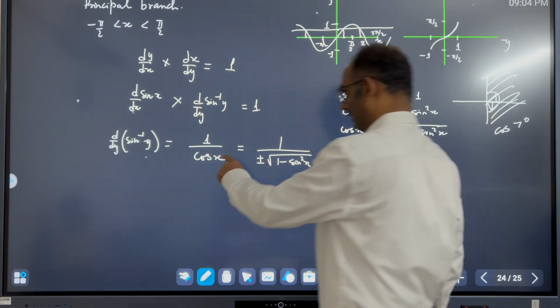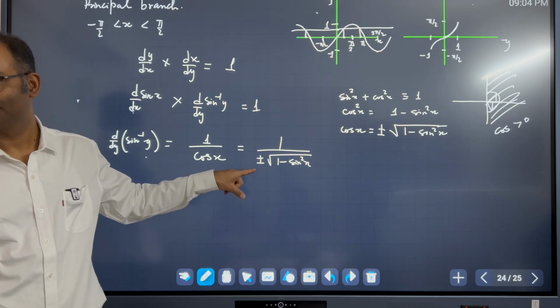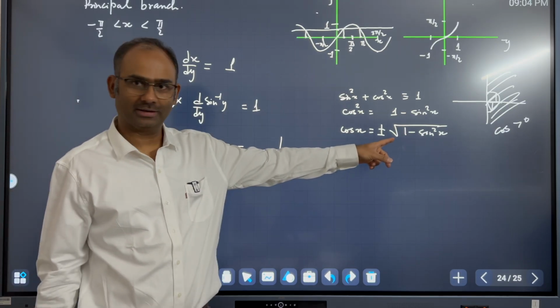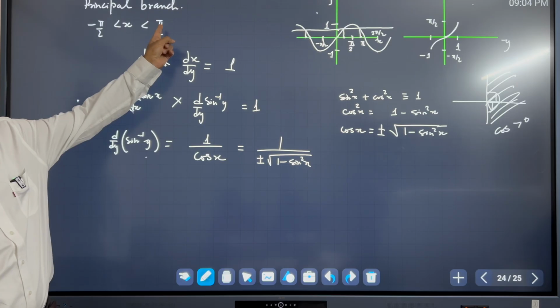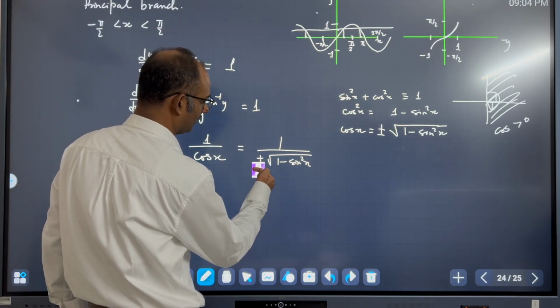If cos is positive, then I should leave out the negative because that's not a solution. It's a solution of this one, but it is not consistent with this constraint. So I should choose only the positive one. Agreed?